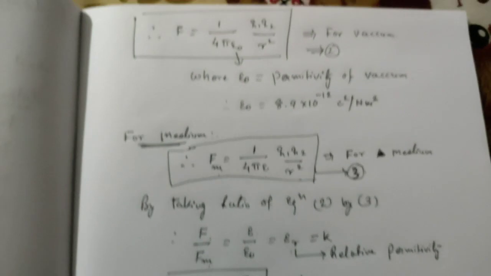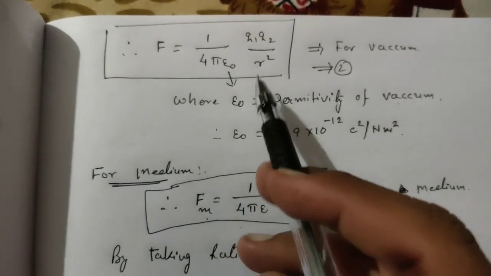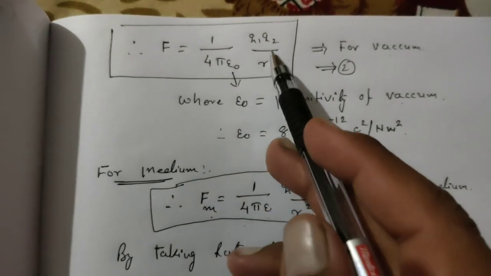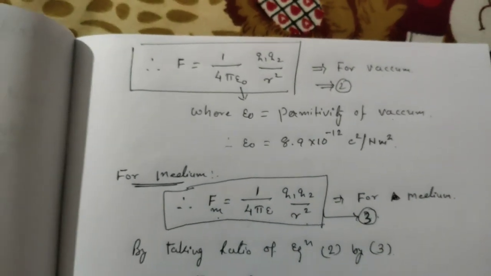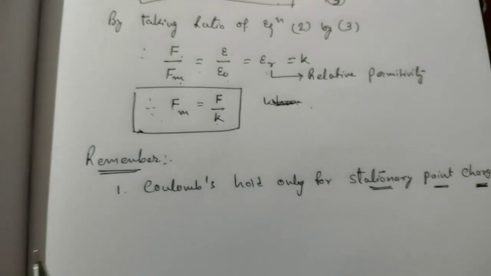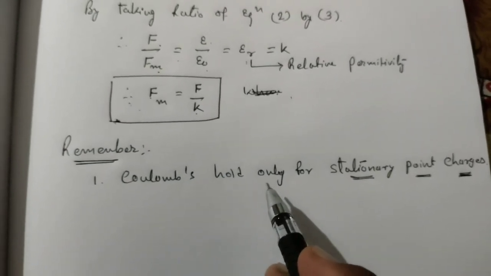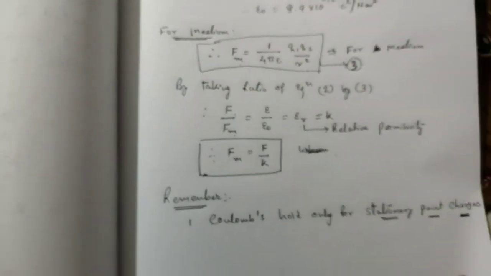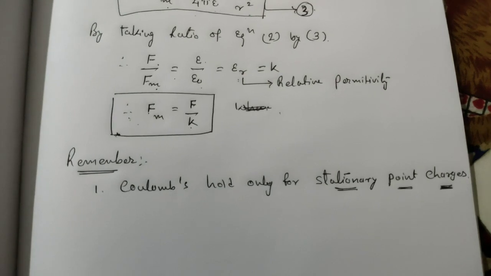Coulomb's law is very important for 12th standard. So remember this equation, 1 upon 4 pi epsilon naught into q1 q2 upon r square. This equation is very important, so please remember it. Now one more point is very important over here. Remember that Coulomb's law holds only for stationary point charges. One more thing we will see in the next video. Till then, bye bye.